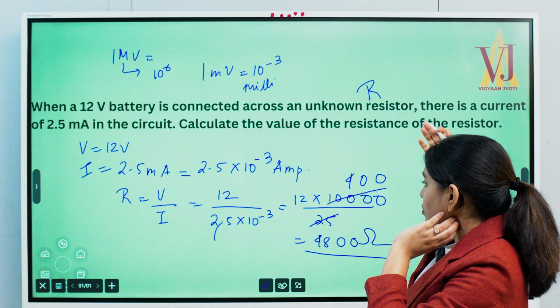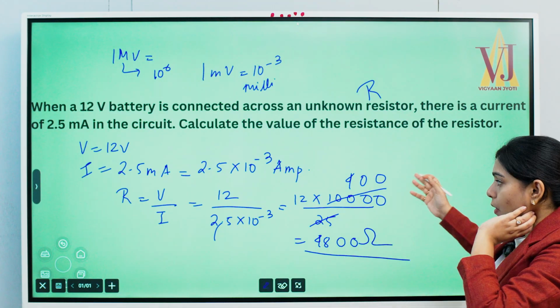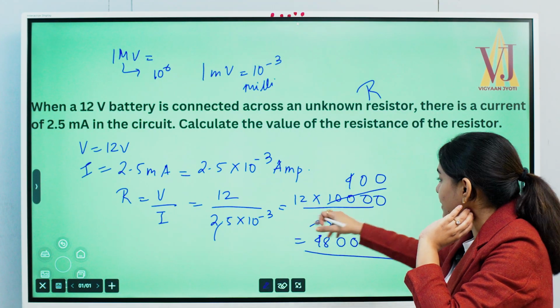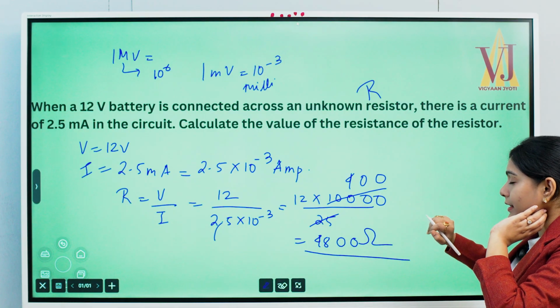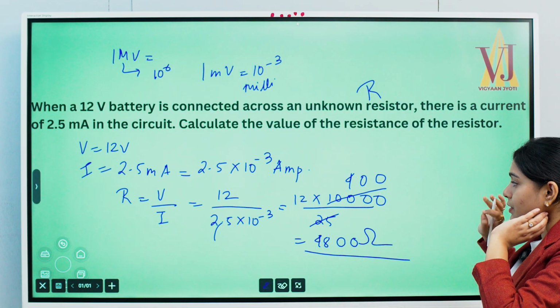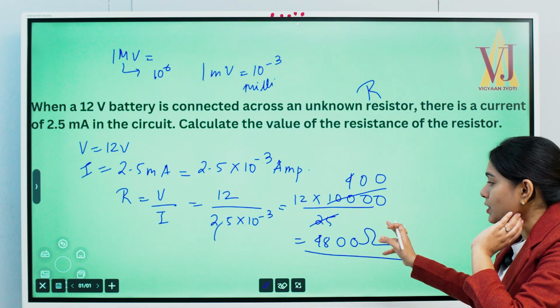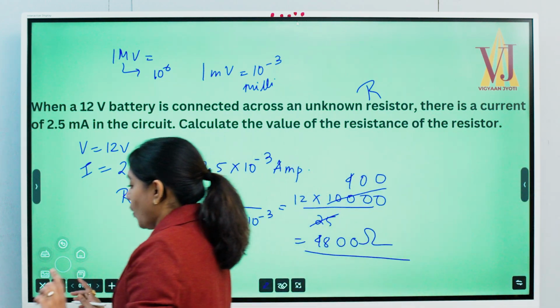So 2.5 into 10 to the minus 3 goes up, that means 1000. And because of eliminating the decimal in 5, I have appended another 0. That means total 10,000, 25 times 400 is 10,000. Then 4 into 12 is 48, and append the 2 zeros, that makes 4800 ohm.